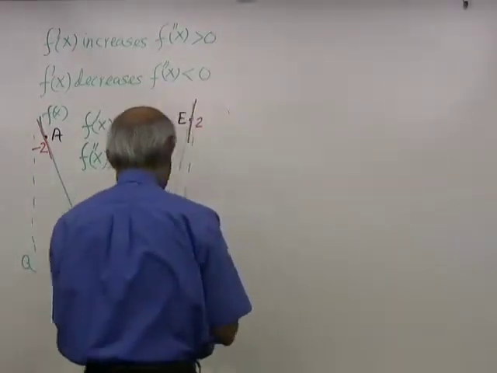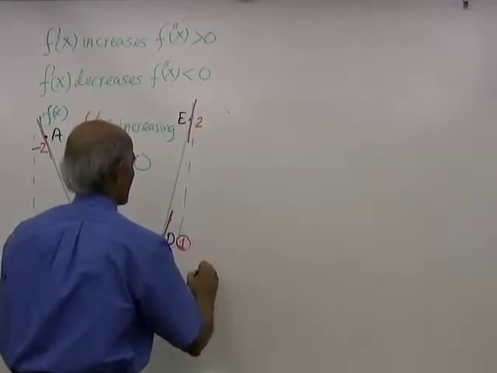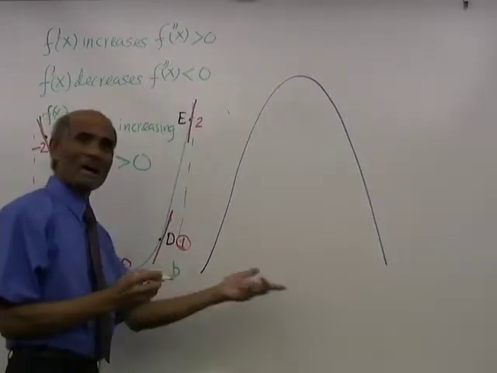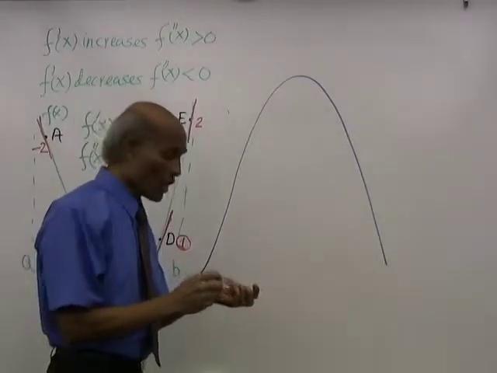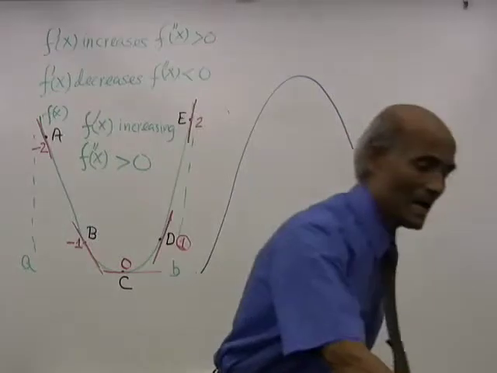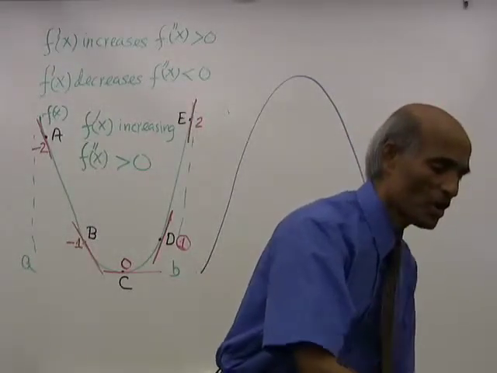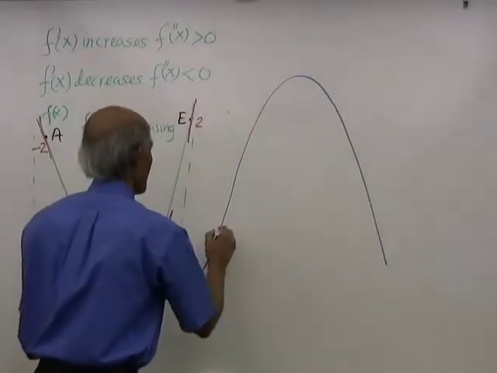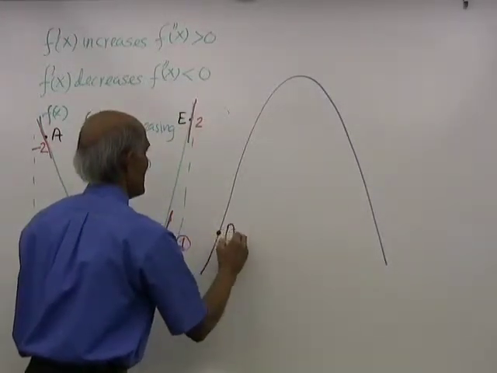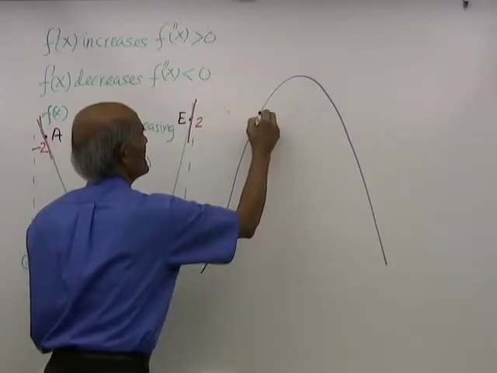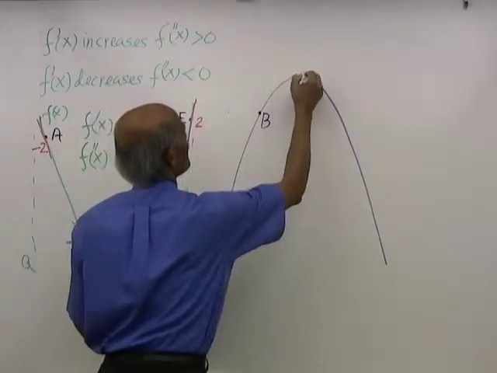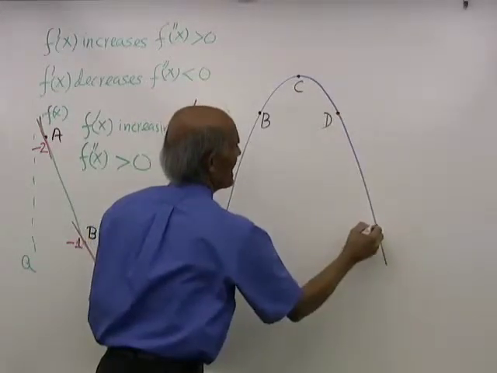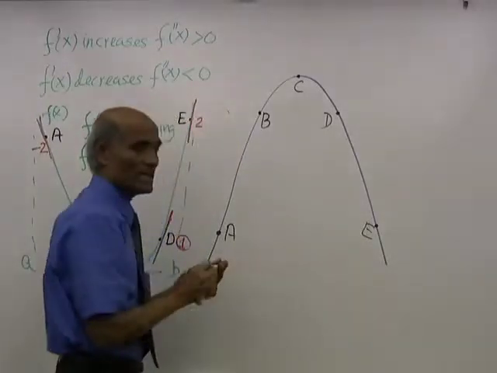Alright, I'm going to draw a graph. Look at this. What is the shape of that graph? It is concave down. And let me mark some points on that graph. Alright, I'm going to mark a point here, A, a point here, B, a point here, C, a point here, D, and a point there, E.